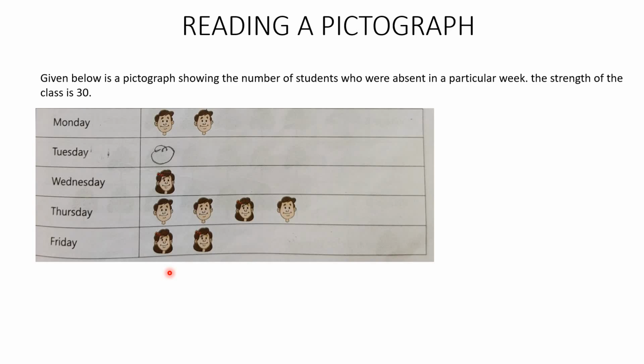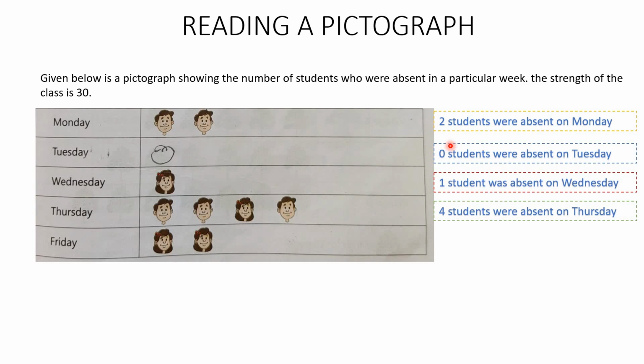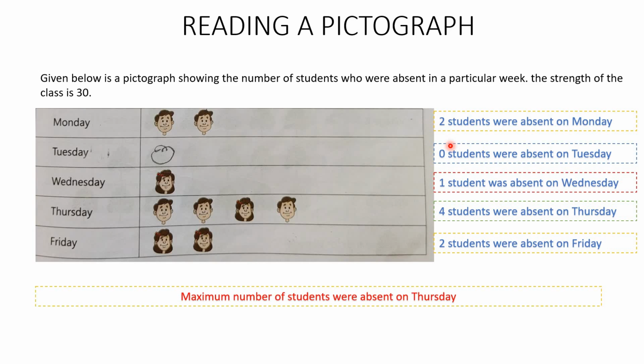First thing we will write is 2 students were absent on Monday. On Monday you can see there were 2 students absent. 0 students were absent on Tuesday. 1 student was absent on Wednesday. 4 students were absent on Thursday. And 2 students were absent on Friday. So this is what we come to know by looking at the picture.